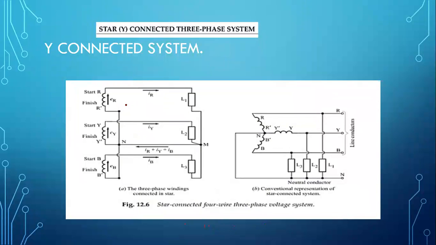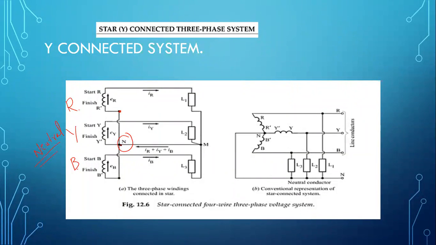Now the same thing that I told you, R and R dash are start and finish point. This is phase R, this is phase Y, this is phase B. Okay, so you can see here all the finishing points are connected together, this line. Okay, all this is connected together. Since all these points are the same, we can call that with a name N. So this N is your neutral point.